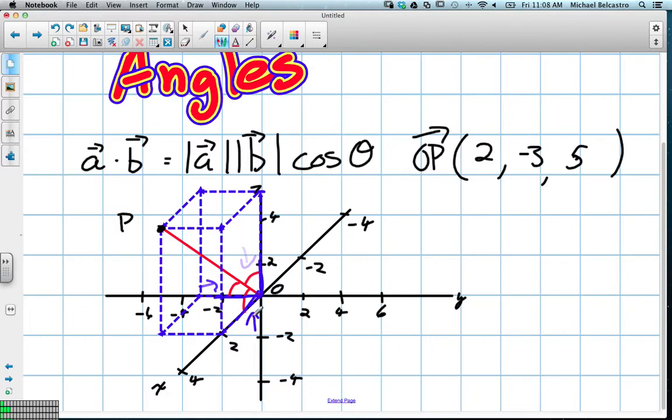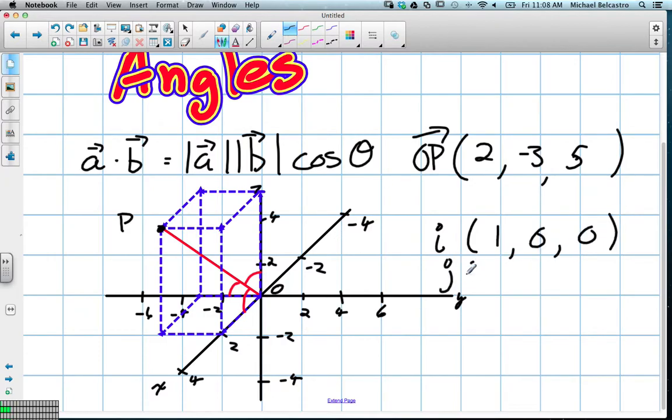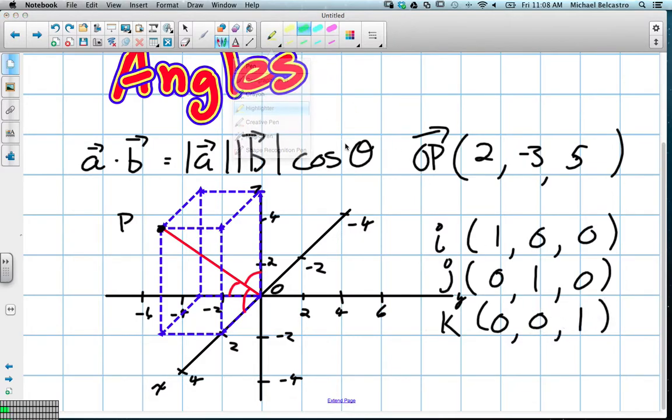So what we'll be doing here is projecting it onto a unit vector. Our first unit vector, usually known as i, is the coordinate 1, 0, 0. The second one, j, is 0, 1, 0. And the third one, k, is 0, 0, 1. The goal here is to isolate for theta.